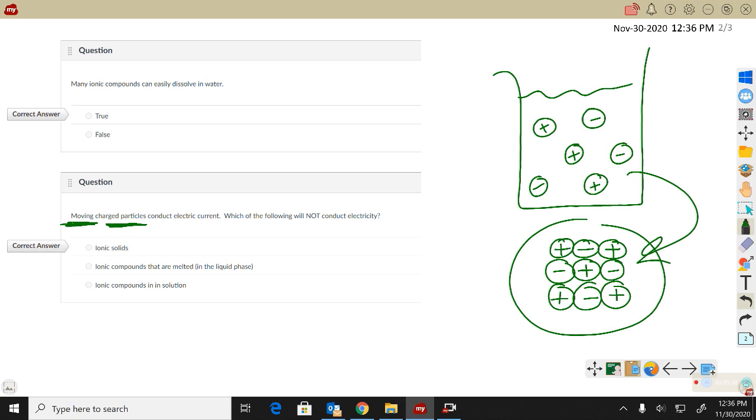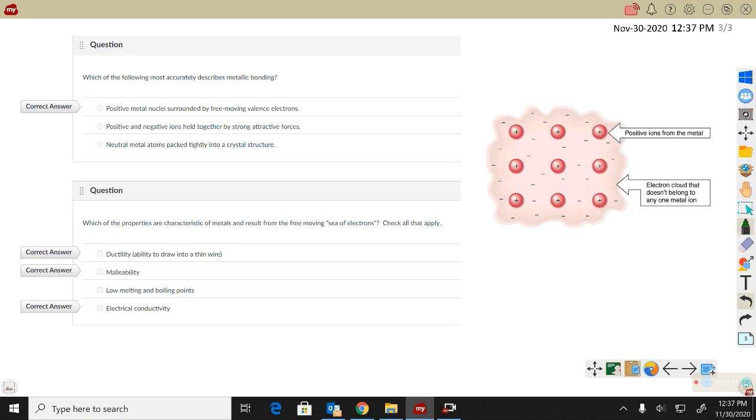The other option would be to dissolve the ionic compound in water. Because now if I think about my picture with the beaker and the ions, those ions are separated from the solid and they are free to move. So either melted in the liquid phase or in solution, meaning that they're dissolved in water, those would conduct electricity, but not the solid. The ions cannot move. And then finally, our metals.